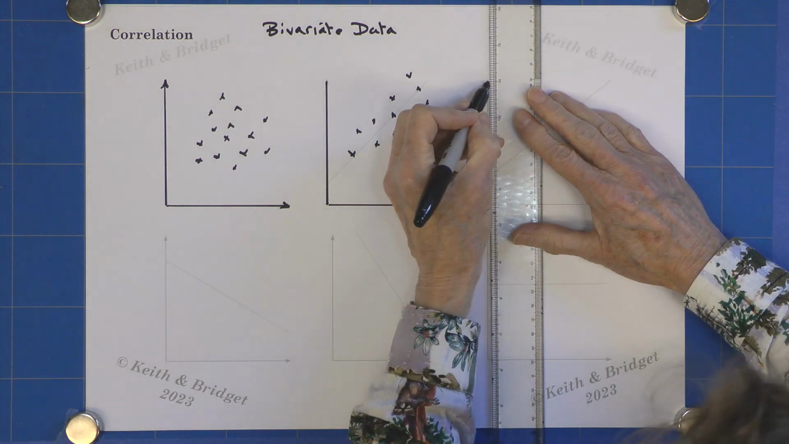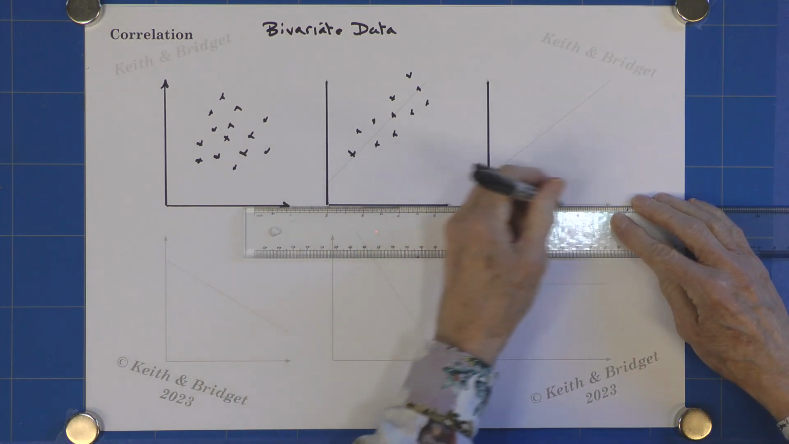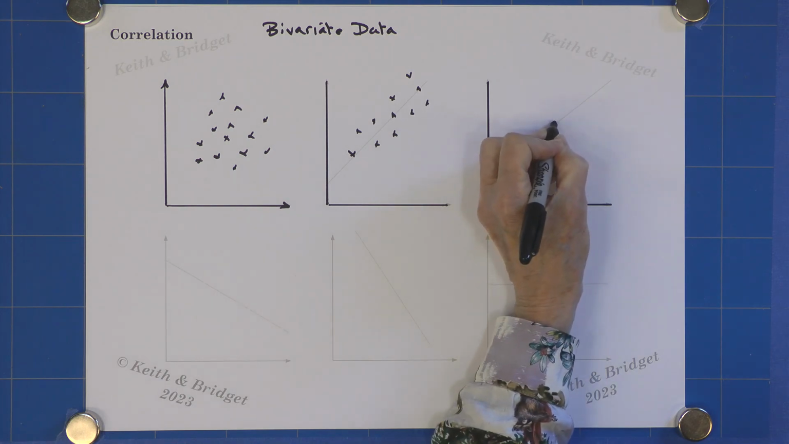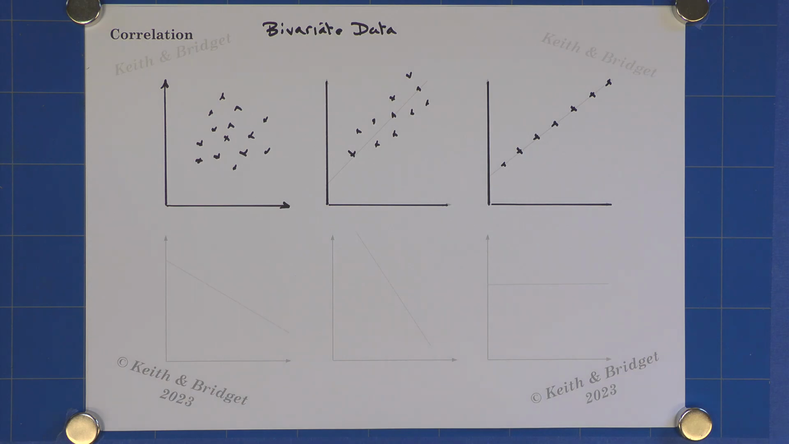The next degree of that is where they actually all fit on a line. And that is positive correlation.